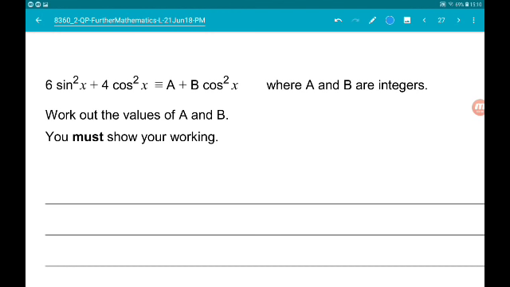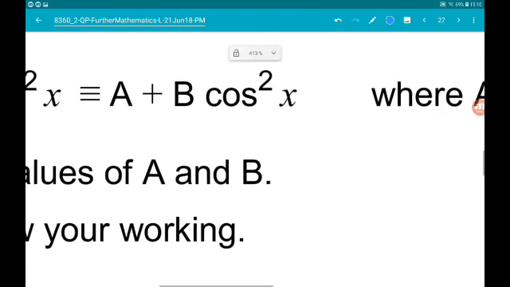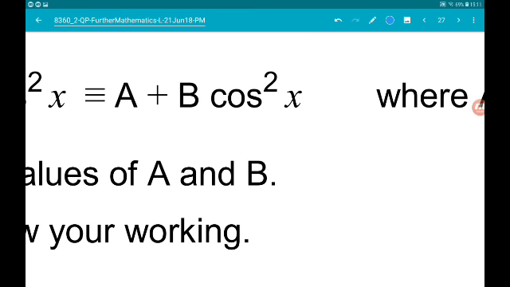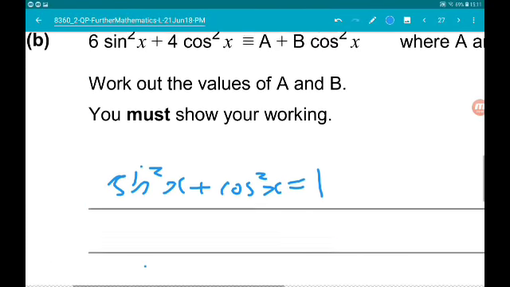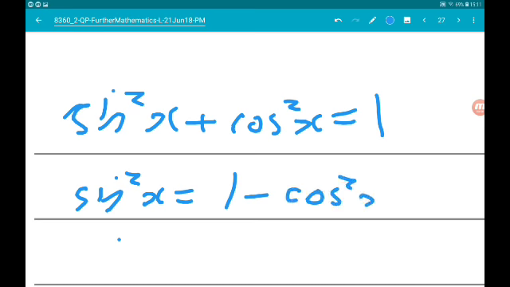Okay, then for part B, we are told that 6 sin squared x add 4 cos squared x is identical to a add b cos squared x, where a and b are integers. We want to work out the values of a and b. So, the other identity that we're given is that sin squared x add cos squared x is equal to 1. Now we notice in the right hand side we have a cos squared x and no sin squared x. So we want to get rid of sin squared x. So we can say then that sin squared x is equal to 1 minus cos squared x.